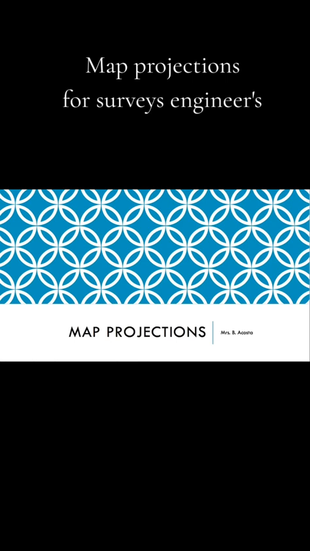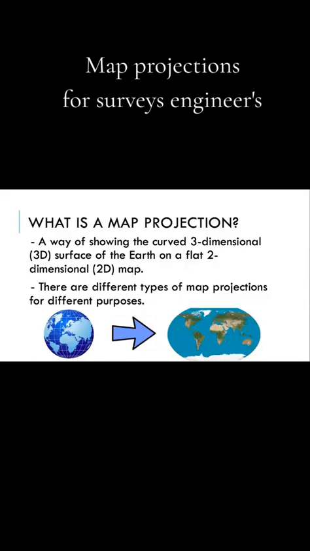Today what we're going to be talking about is what map projections are, what the different types of map projections we may come across, and how they are different from one another. So let's start with what a map projection is. A map projection is a way of showing the curved three-dimensional surface of the Earth on a flat two-dimensional map.